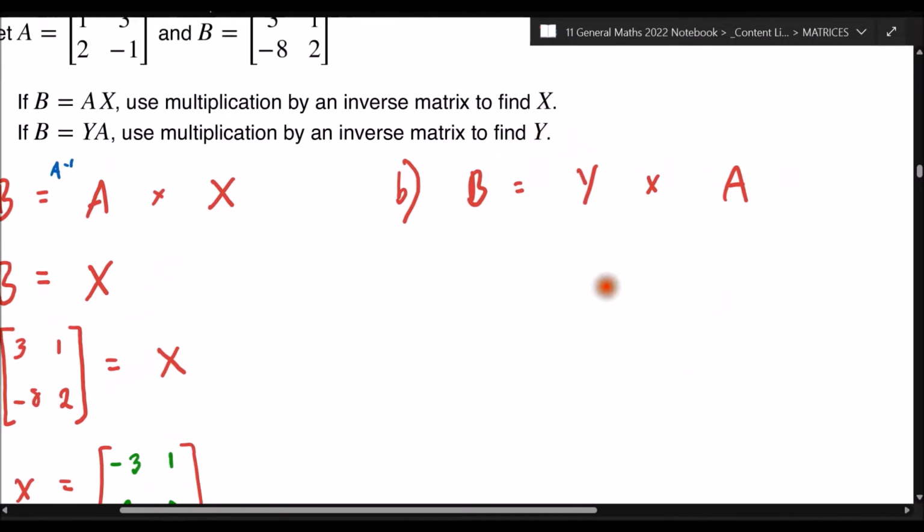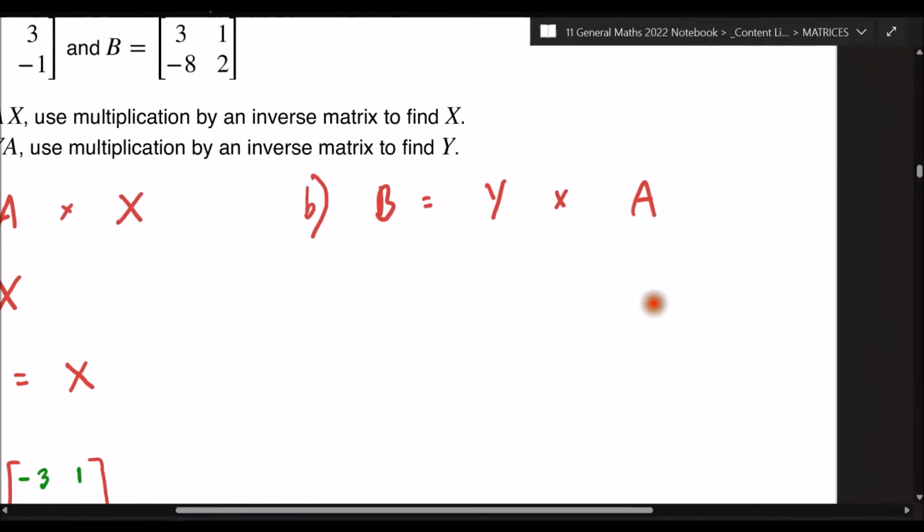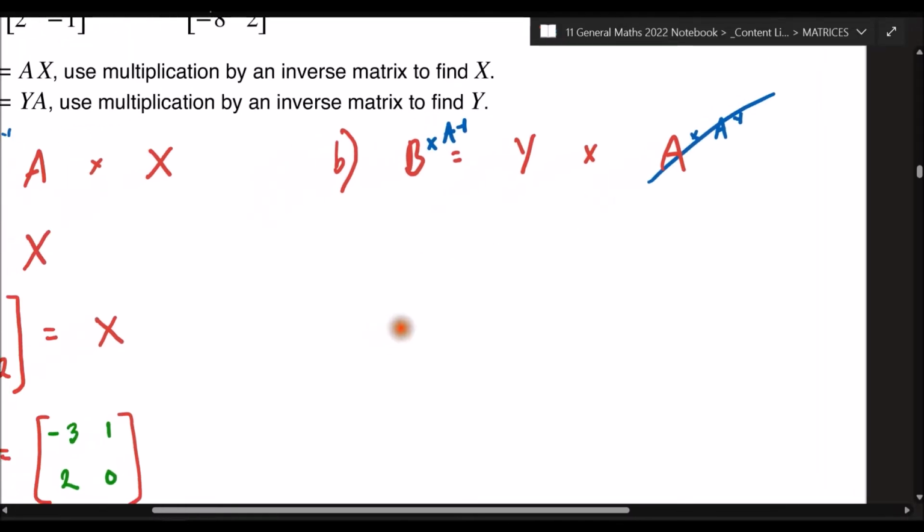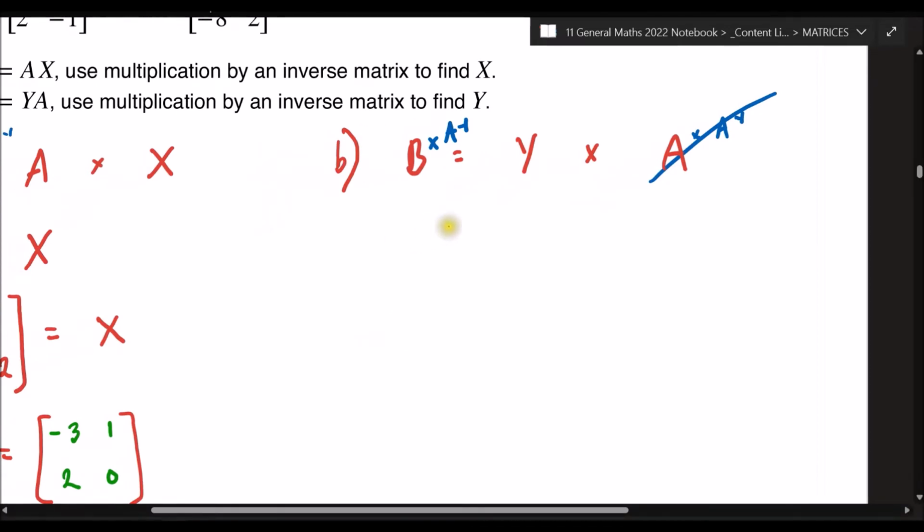If I was to get rid of that A, I have to multiply it with its inverse, because that cancels itself out. And then you multiply it here as well, because I'm trying to find Y. Now that it's cancelled itself out, Y matrix is going to be B times A inverse. Let me give myself space.